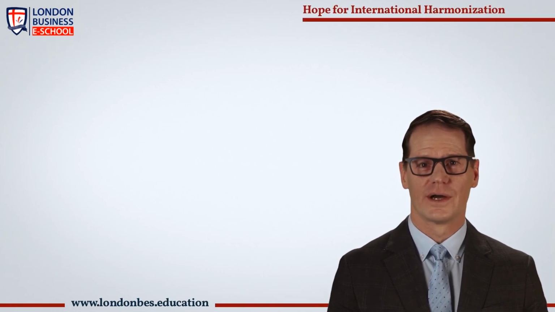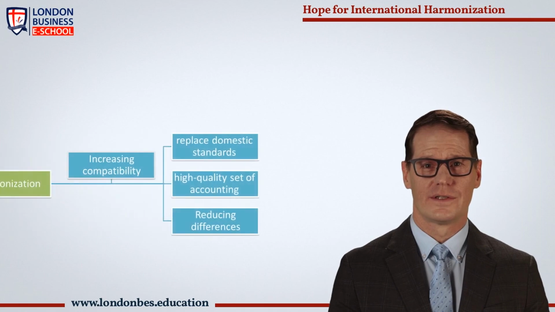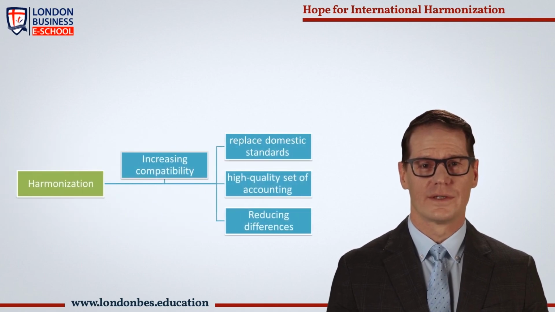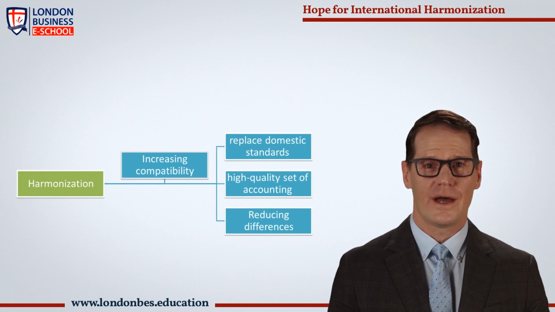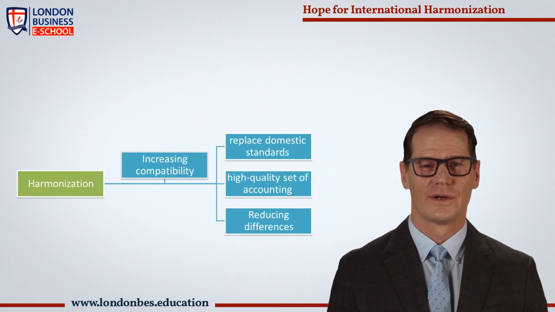Hope for international harmonization. Harmonization is the process of increasing the compatibility of accounting practices by setting bounds to their degree of variation on an international scale. Harmonization aims to update, align, or even replace domestic standards with a high-quality set of international accounting standards issued by the IASB. Reducing differences in financial reporting between various countries would benefit a wide variety of users in understanding and comparing accounts on a much larger geographical scale.